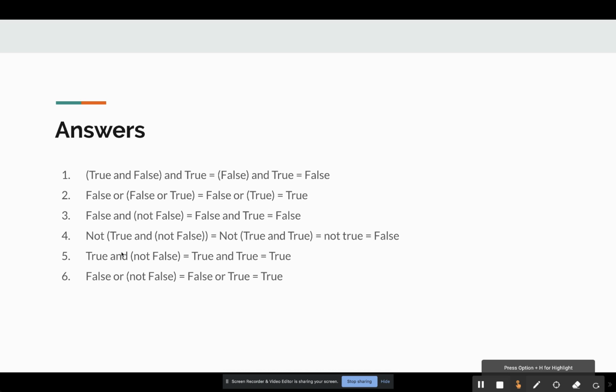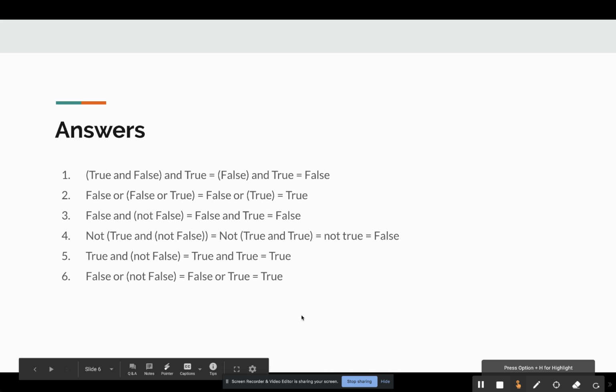Now the fifth example, true and (not false). Let's look at the parentheses, not false. That's actually true. So then true and true is true. Now the sixth example, false or (not false). Now not false is true, and false or true is true, because for an or statement, you only need one true for it to be true.